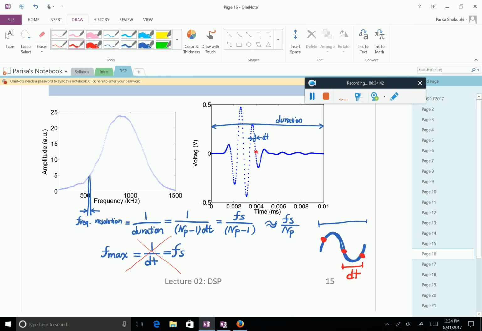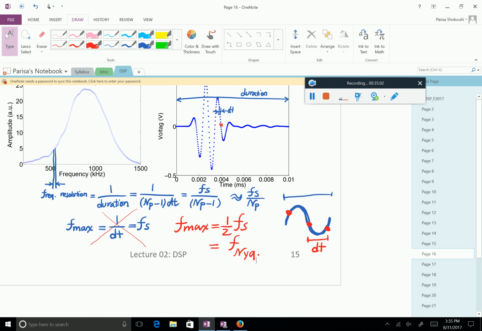So the absolute maximum that we can go is not fs, but half of fs, and we call this the Nyquist frequency. That's the name of the person who showed that. But remember that you can be very unlucky. If your points are such that all three points are falling this way, you are going to miss the whole thing. So this is really the absolute maximum. Typically, you want to be at fs over 5 or 10. You cannot really look at such high frequencies and get accurate information. So most of the time, what we are looking at is far smaller than the Nyquist frequency.